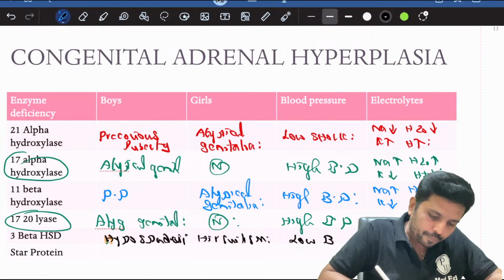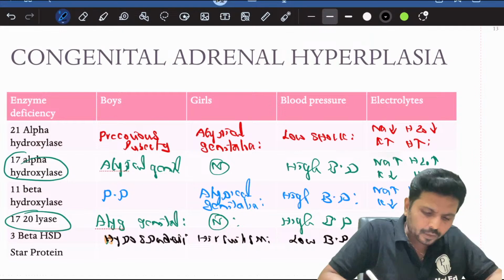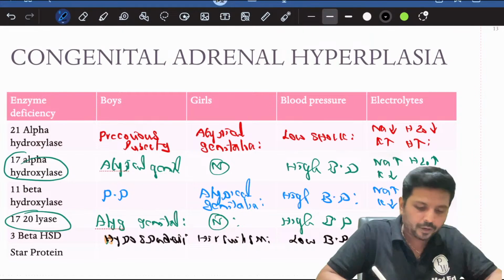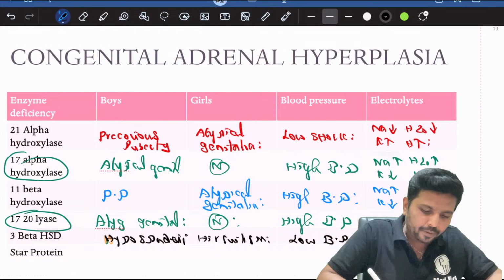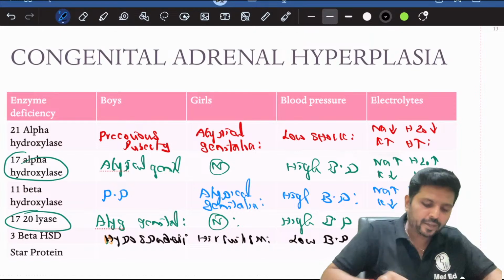Low BP means sodium will be low, water will be low, whereas potassium will be high and H plus will be high.